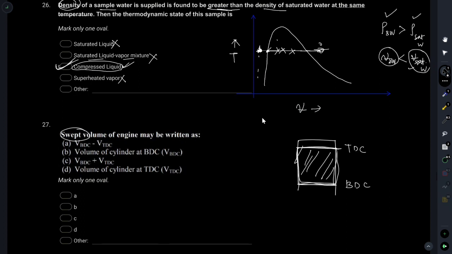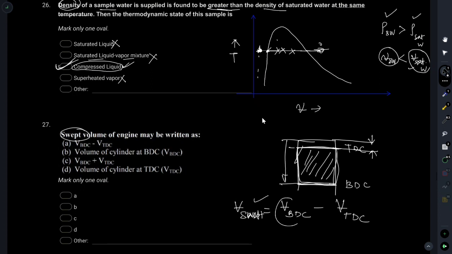Okay, so how can we calculate this one? Total volume from here to here. So this is the volume of BDC minus, if we deduct this one, the volume of this one, that is volume of TDC, right? So this will be equal to V swept. So swept volume equals volume of BDC minus volume of TDC. So option A will be the correct answer.